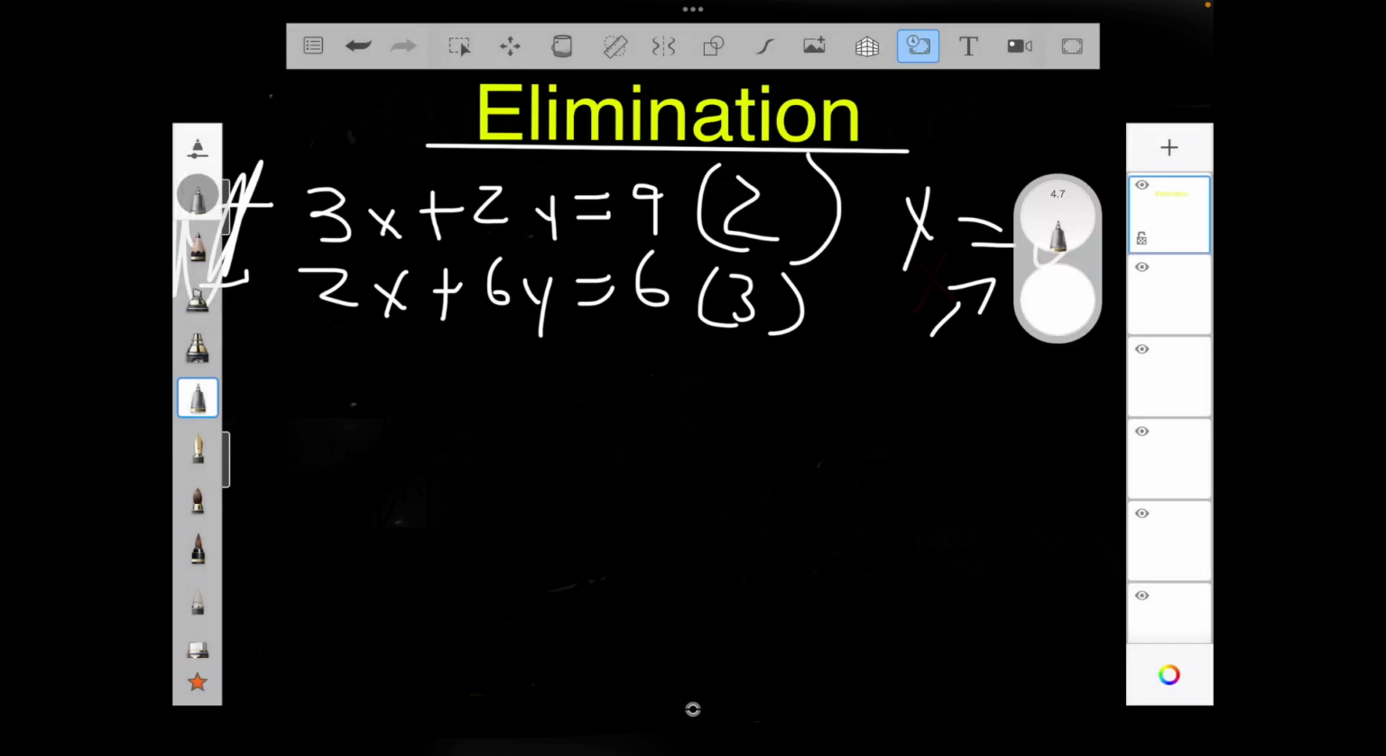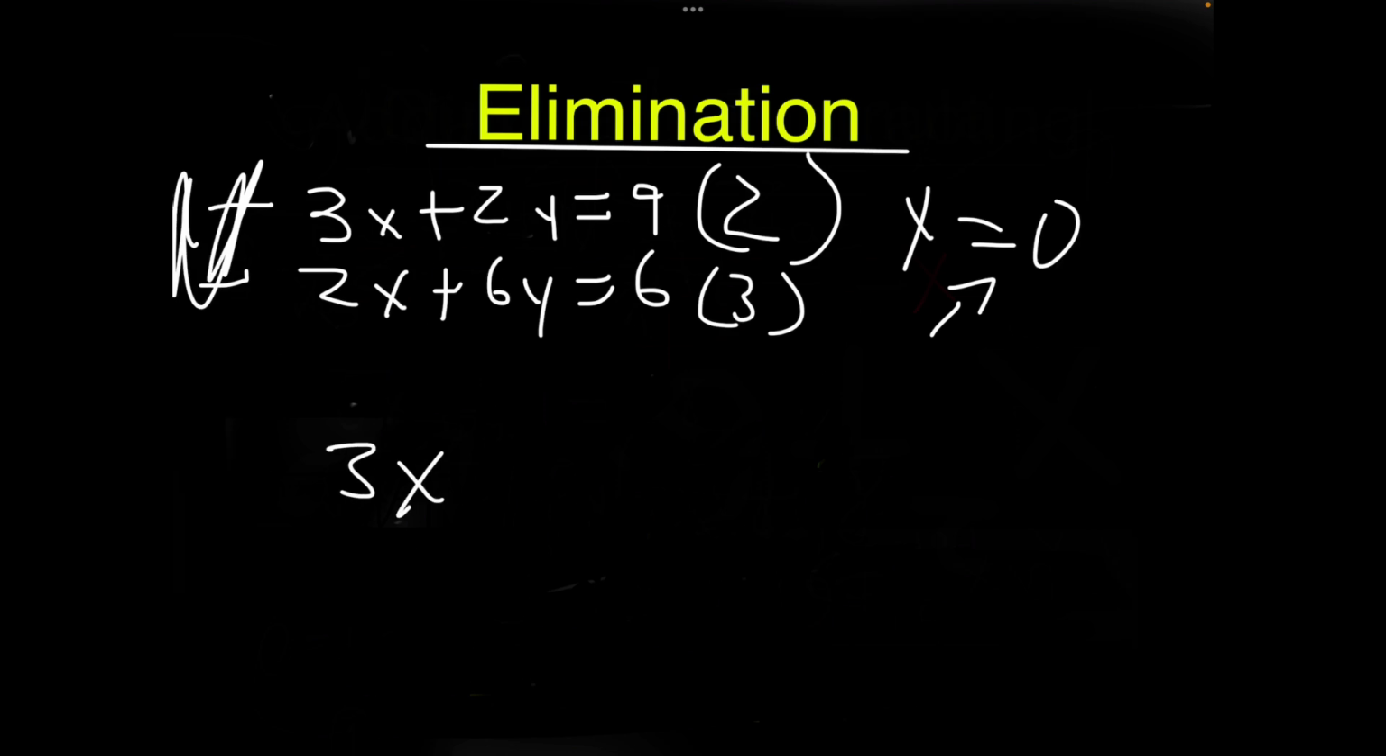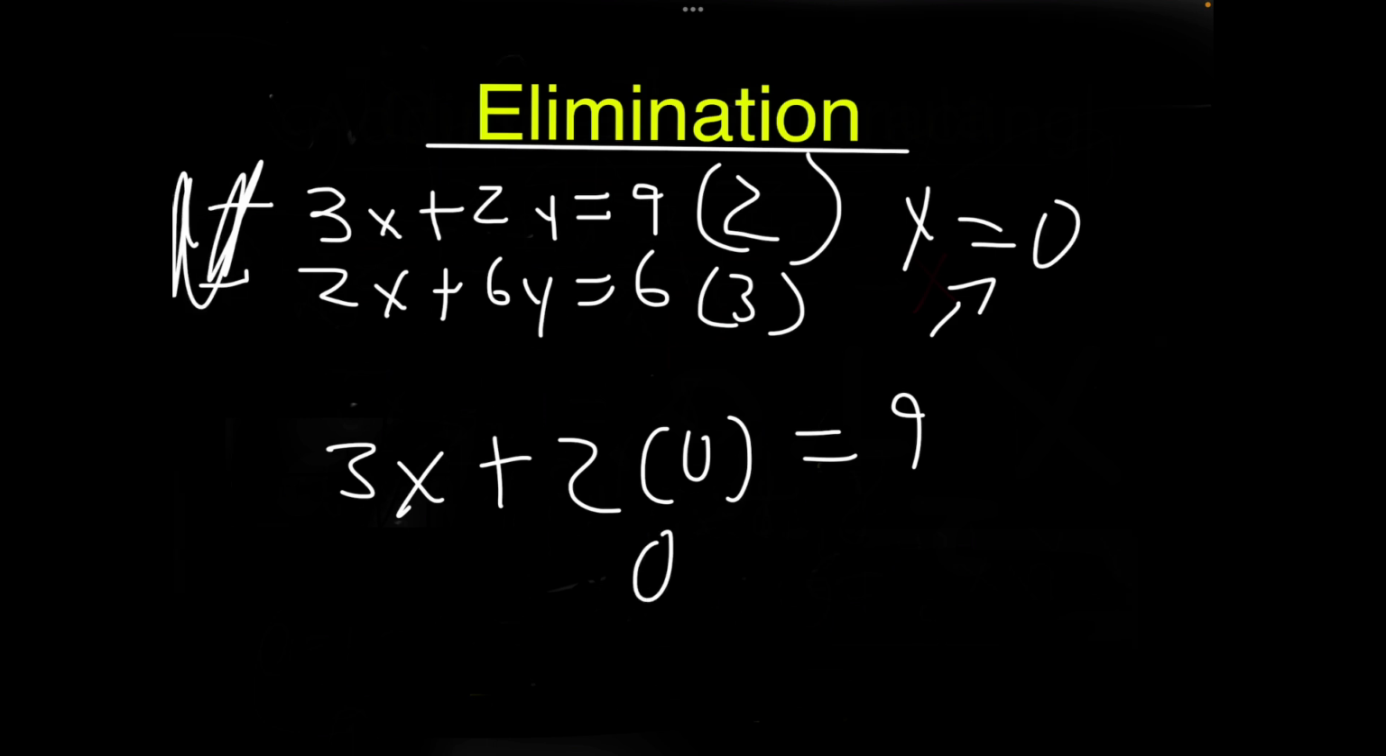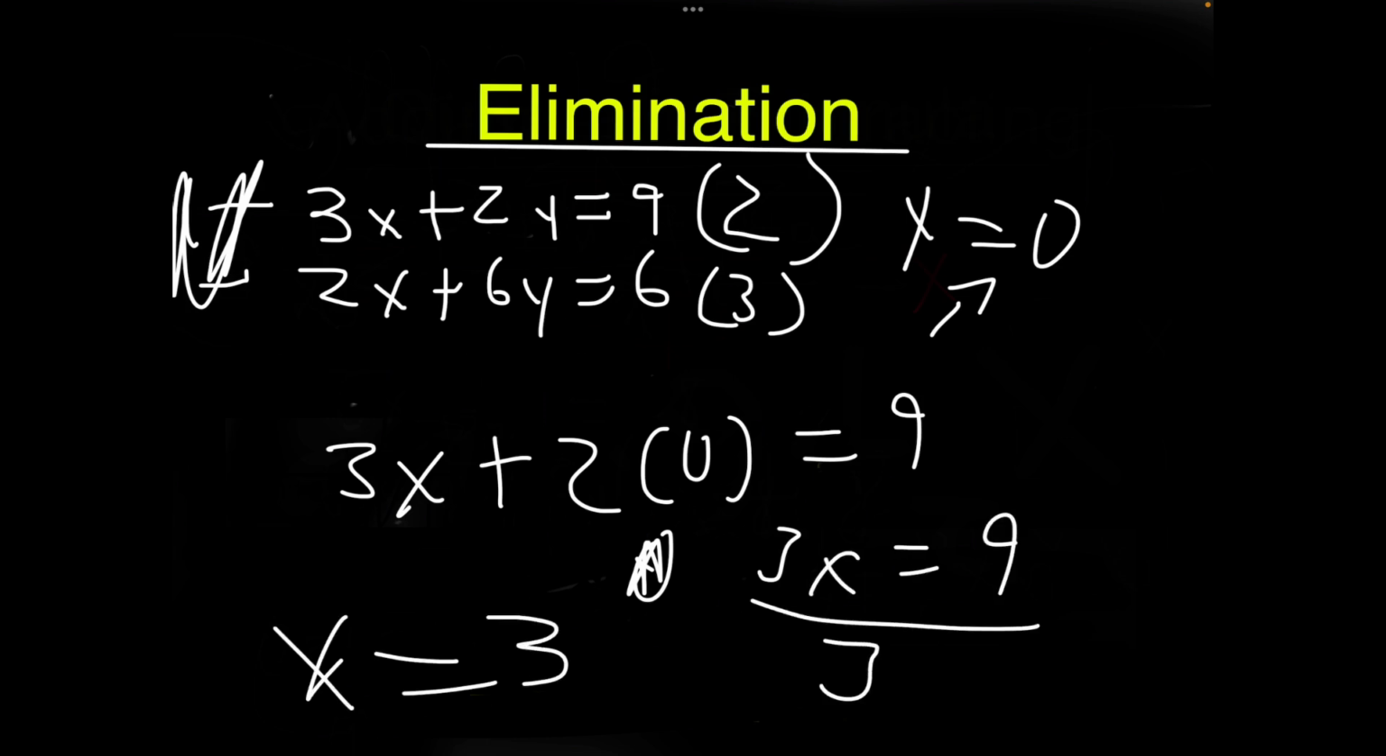Why not? So we know it's 3x, we don't know the x value, plus 2y, we know the y is 0, so we'll put in 0, equals 9. So 2 times 0 here is just 0. So it would just be 3x equals 9. So if we divide that all by 3, we get x equals 3.